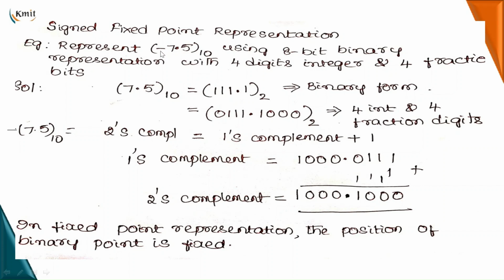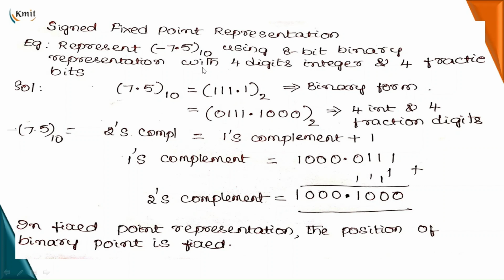Forget about the minus, we'll look at it later. First, we'll take the number 7.5. We take the integer part and the fractional part separately and convert them into binary form. So 7 is 111 and the fractional part is 0.1. I am combining it and making it 111.1.